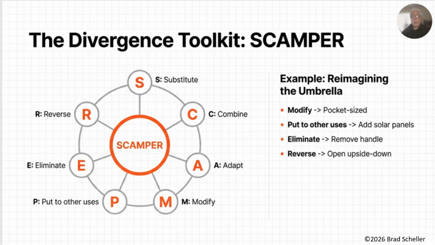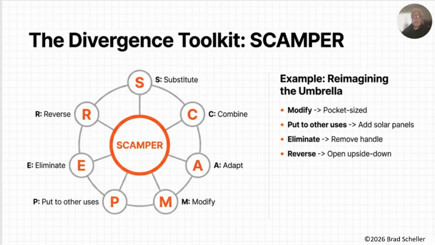A, adapt. What can you borrow from elsewhere? How do other industries solve similar problems? M, modify. What can you change in scale, shape, color, texture? What if it were 10 times bigger or 10 times smaller? P, put it to other uses. What else could this be used for? Who else might need it? E, eliminate. What can you remove? Often, the most innovative products are simpler than competitors. What's truly essential? R, reverse. What if you did this backwards or upside down or in the opposite order?